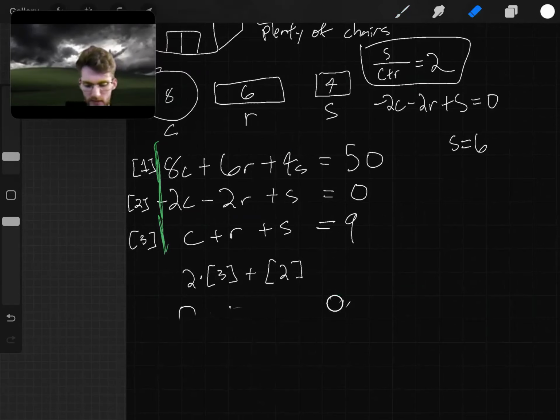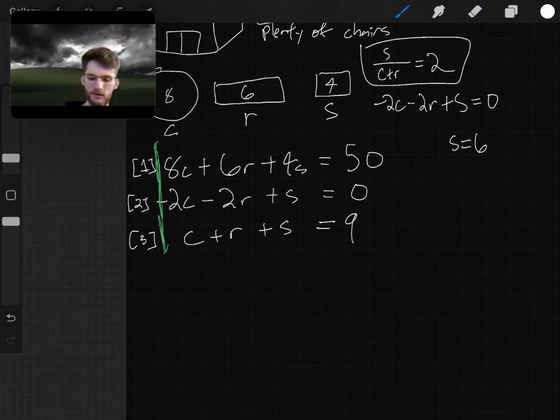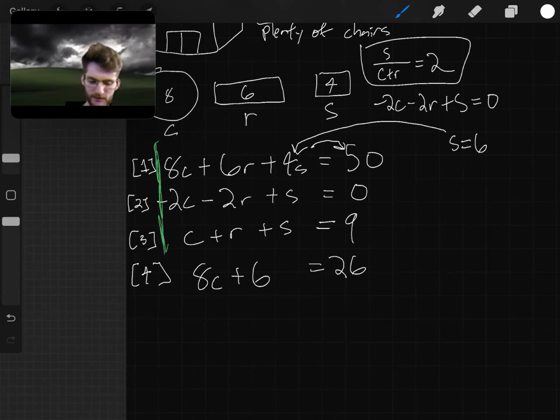Now, in this case, I'm going to use substitution. I'm going to take equation 1 and rewrite it as, let's just say, equation 4. I'm going to use s equals 6 and incorporate it, and then I'm going to subtract this product over here. So 4 times 6 is 24. 50 minus 24 equals 26. And I have on this side 8c plus 6r.